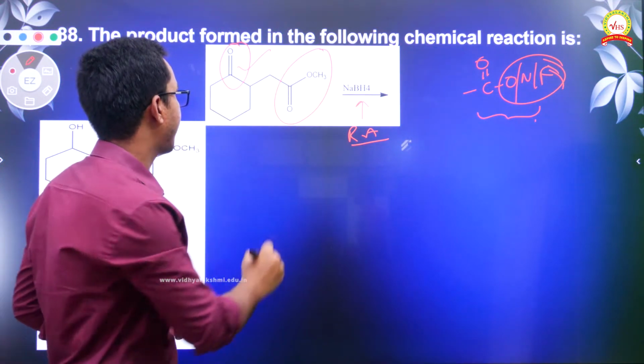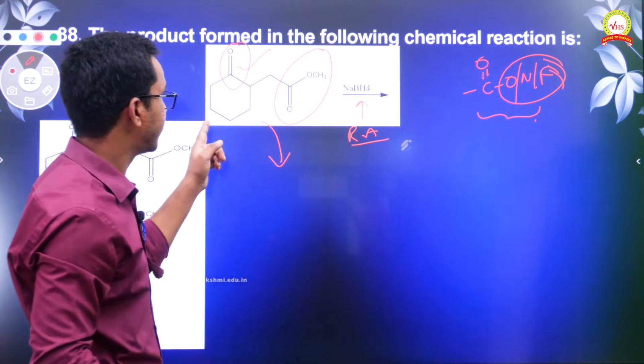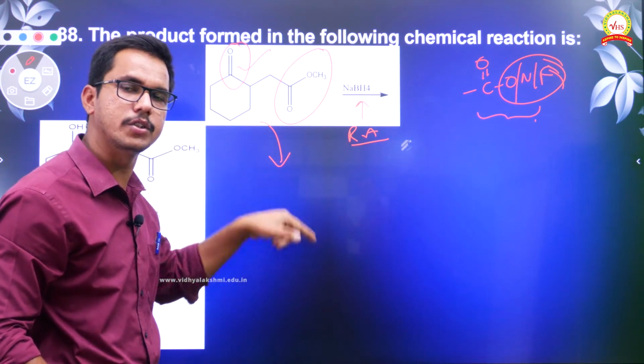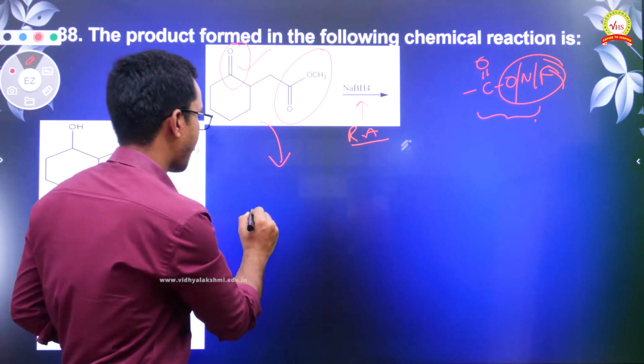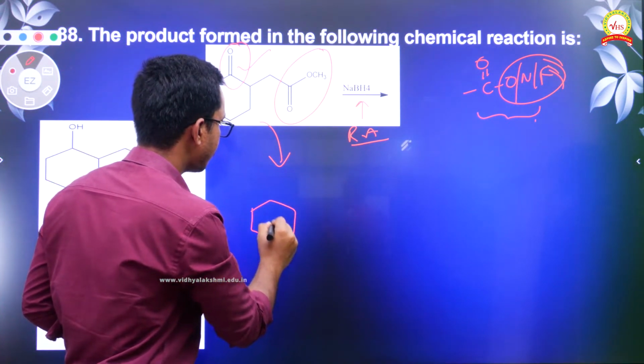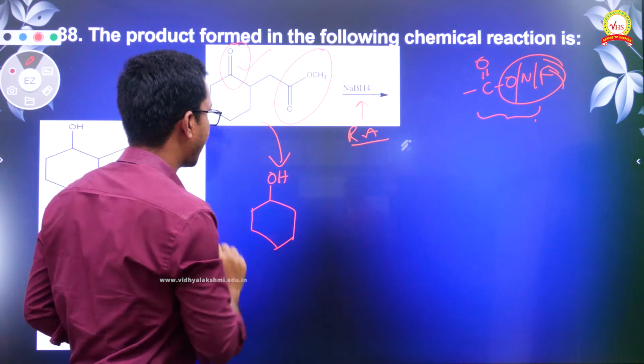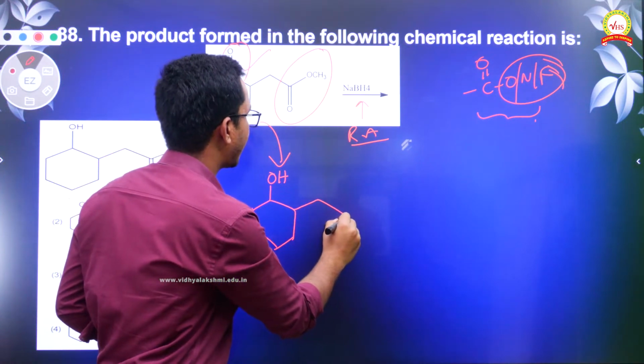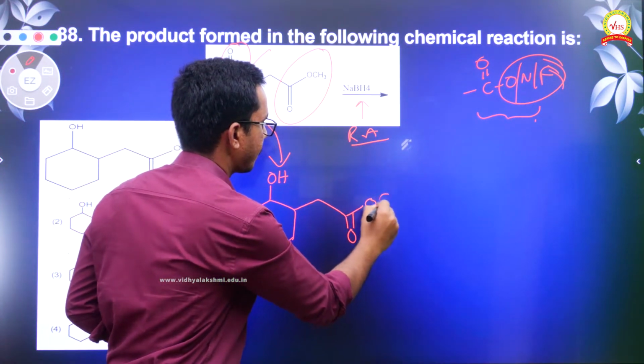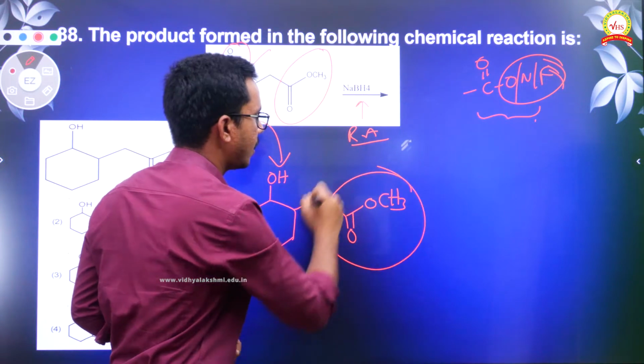If it is reduced, what happens? We will get the compound. If it is a ketone, it turns into the respective secondary alcohol. Here we have OH, which is a secondary alcohol, and the respective groups, whatever are there, remain the same.